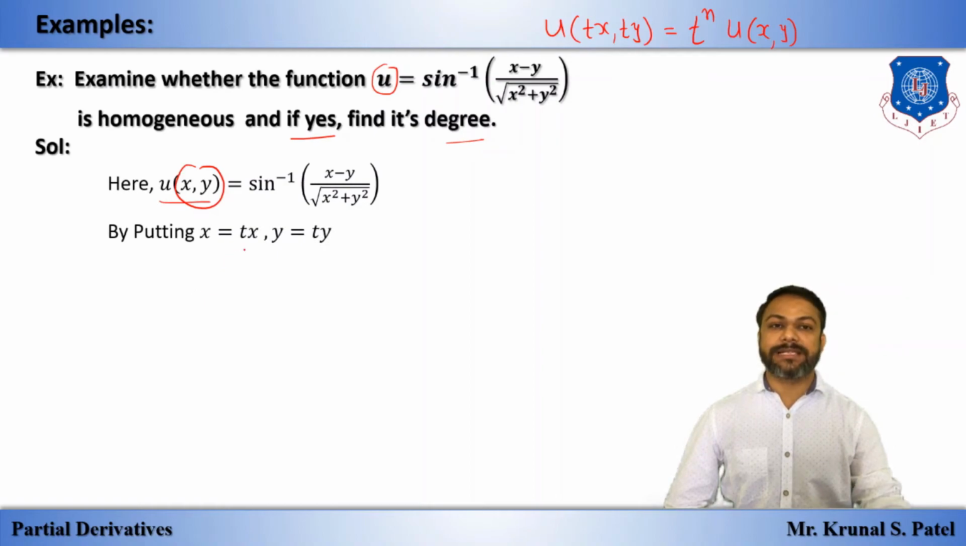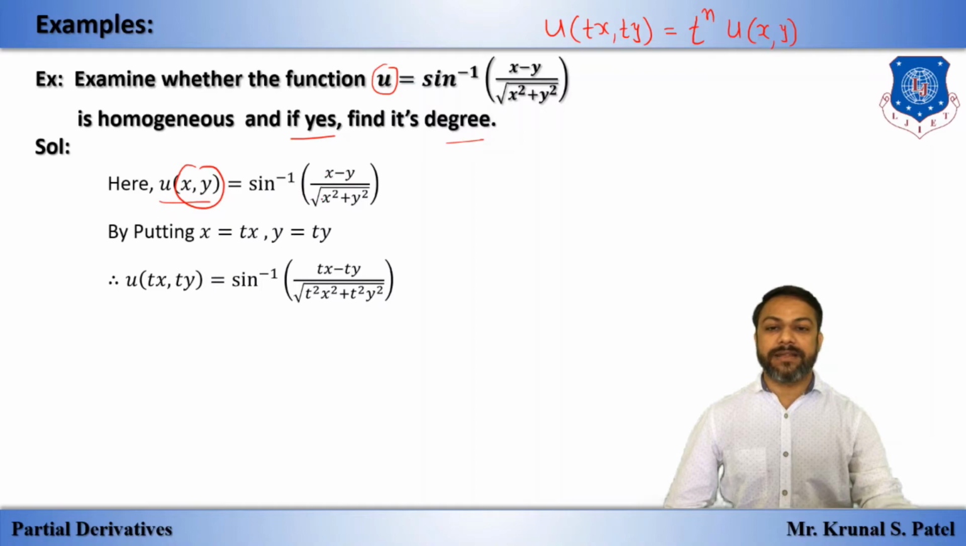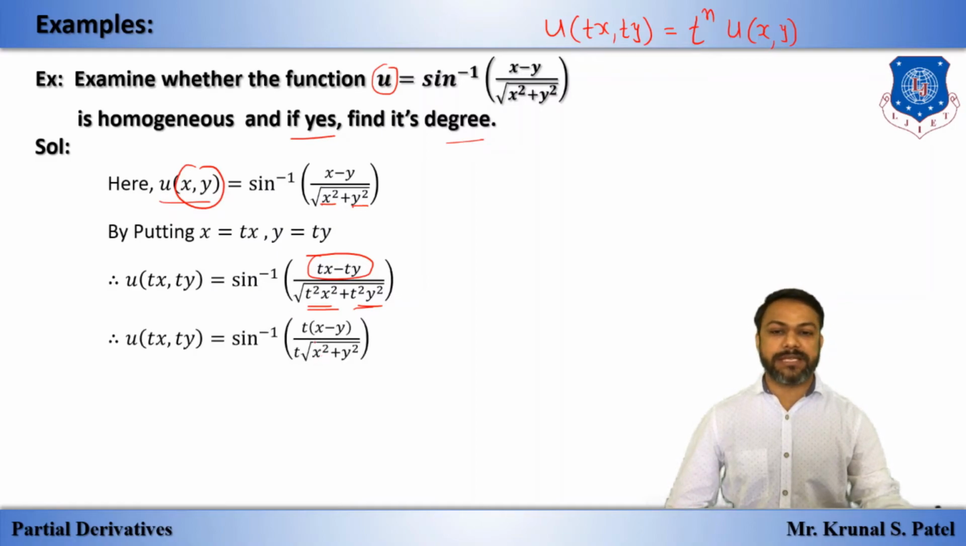So by putting tx and ty in place of x and y, we have this. On the right hand side, x becomes tx, y becomes ty, it's x square, so we have t square x square, t square y square, as we have seen by the rule of indices. Now we can take t common from the numerator. If we take t square common, and when t square comes out from the root, it will become t. So we have this. By cancelling out t, we have remaining sine inverse of this.